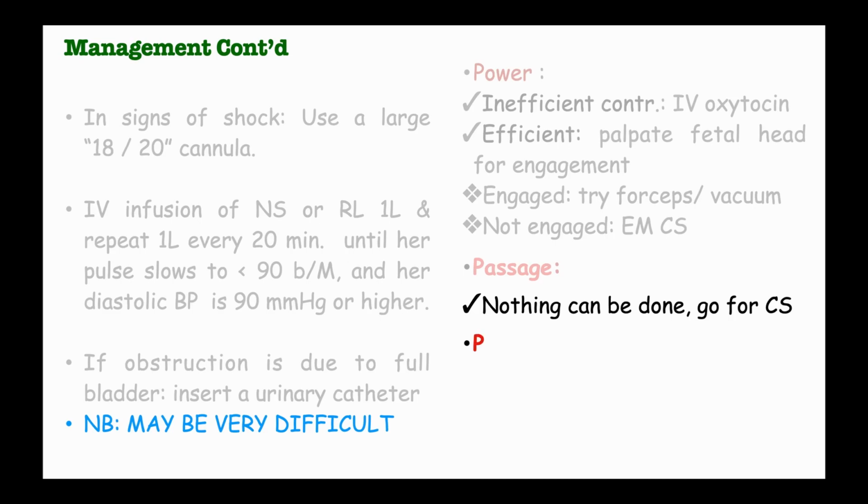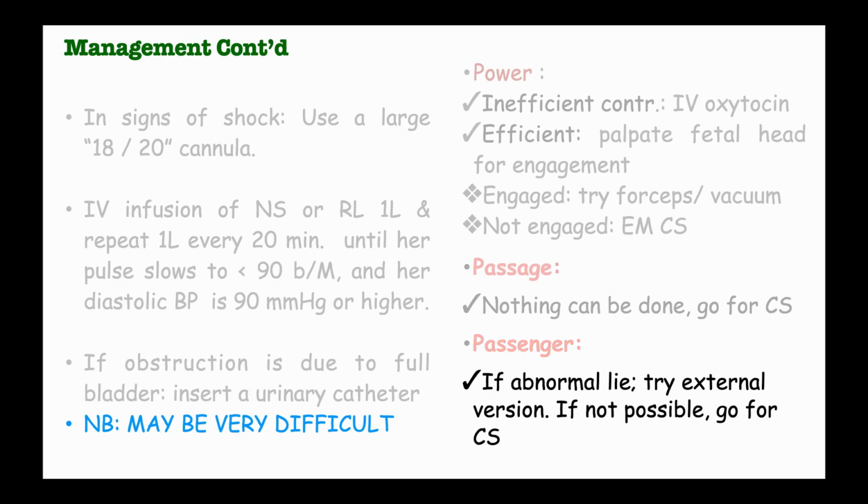Now, we also have to assess if the problem is from the passenger, that is the baby itself. For instance, if it is due to abnormal lie or presentation, then we can try the external cephalic version. But if it fails, we must go for cesarean section. Now, what are some of the complications of obstructed labor?